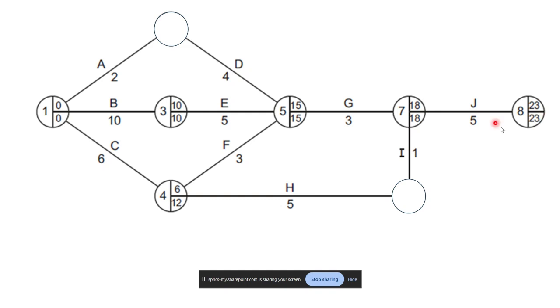So when we're working backwards, how do we fill in the bottom right-hand number, the latest finish time? We simply subtract. 18 minus 3 is 15. Let's have a look at the completed version. Let me just get rid of these.